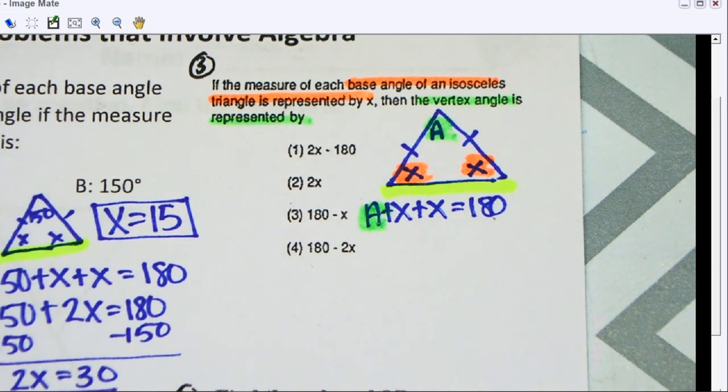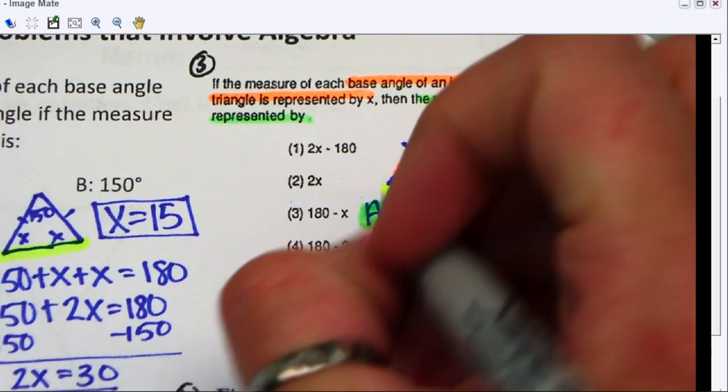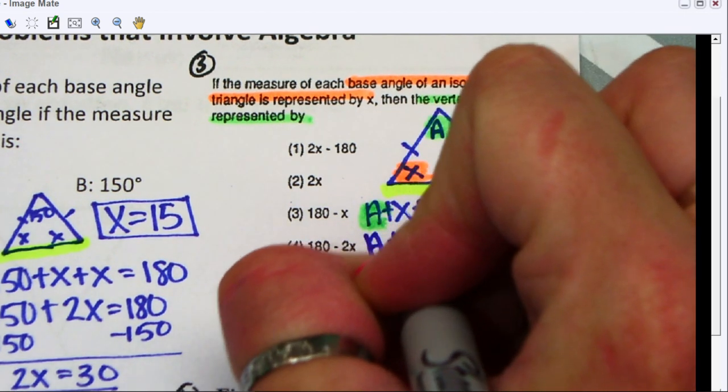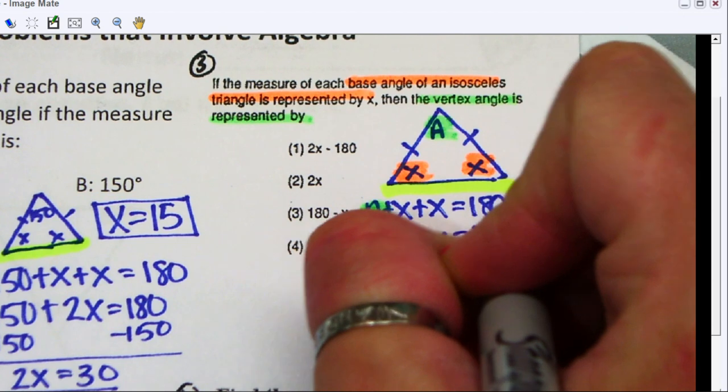So what do we combine here? Can I combine anything? We've got A plus X plus X. What letter can I combine? X. How many X's do we have? 2 of them. Good job. So now I have A plus 2X equals 180.